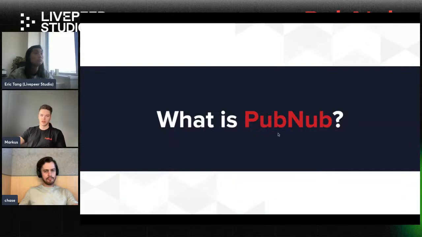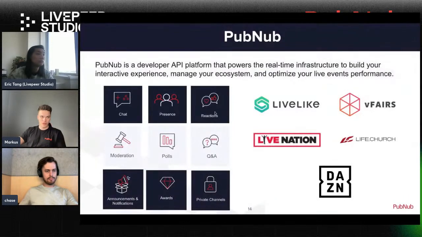I'm just going to go over quickly how PubNub achieves all of this. What is PubNub? PubNub is a developer API platform that powers real-time infrastructure to build your interactive experience, manage your ecosystem, and optimize your live events performance. So what exactly does this mean? We just provide the infrastructure, the backend, addressing all the different problems that we just went over that you'd have to manage without PubNub. And we allow you to seamlessly call these functions from your client side.